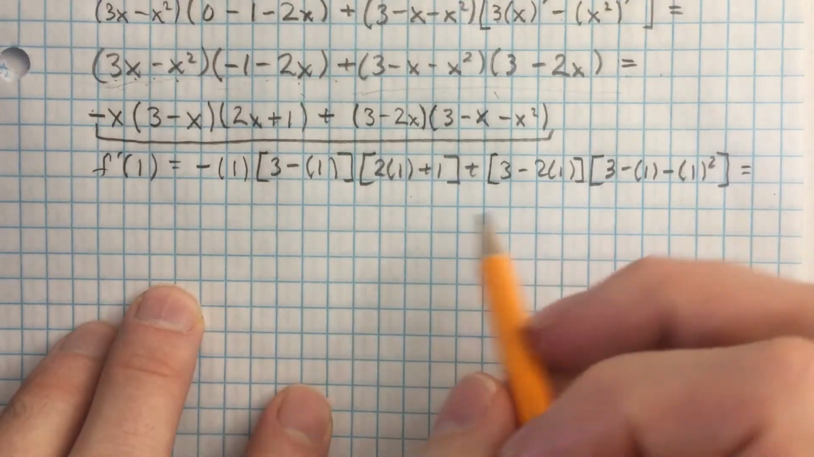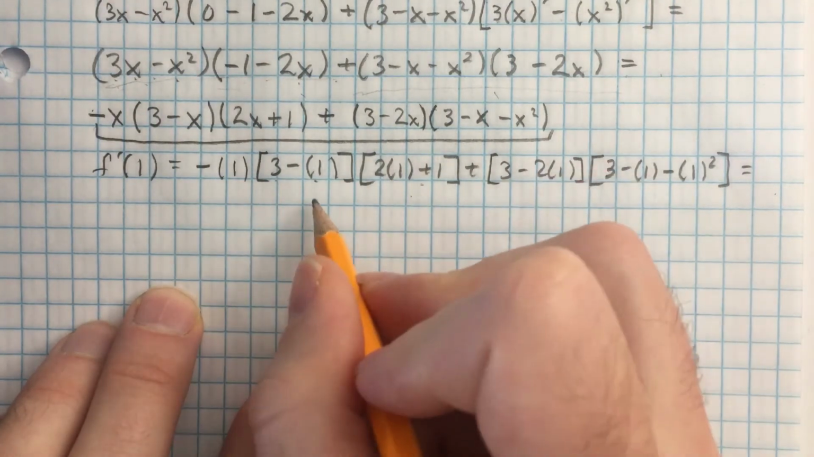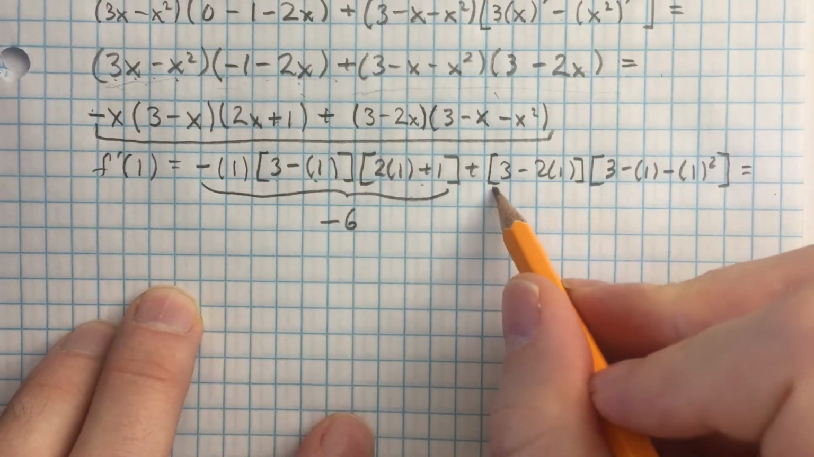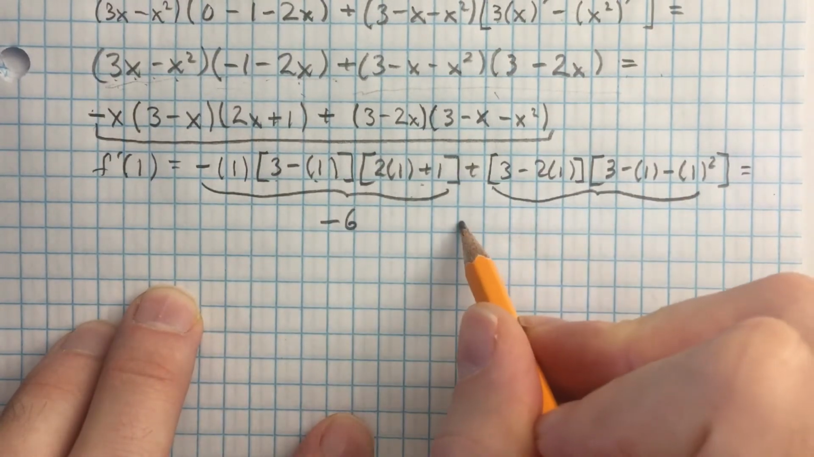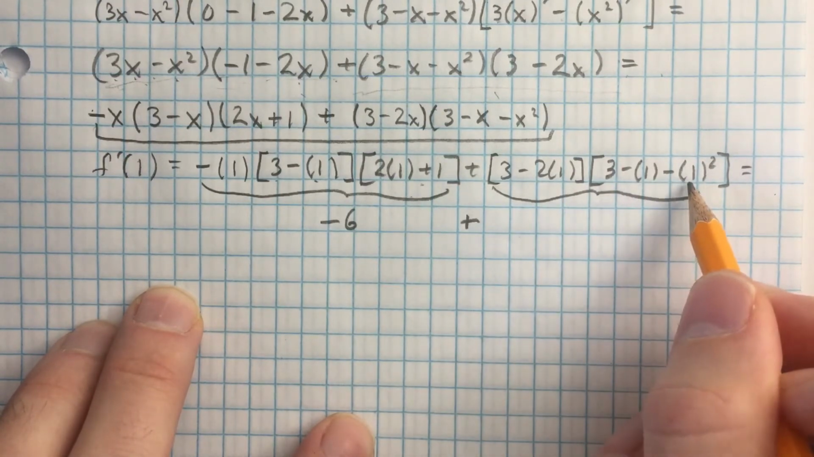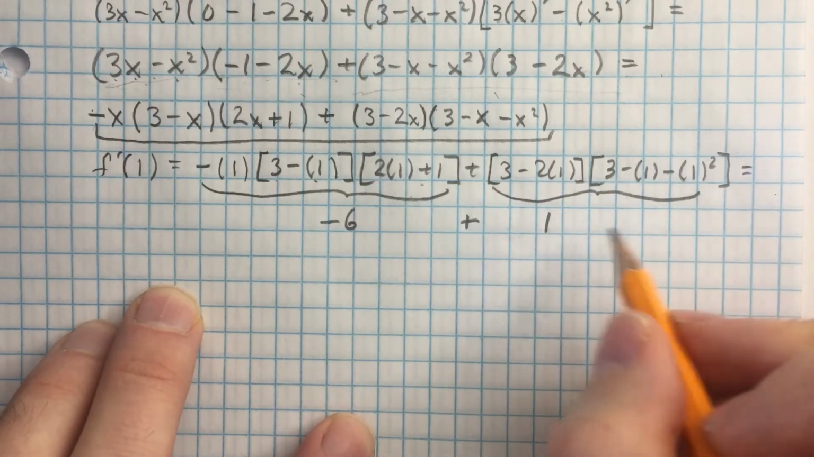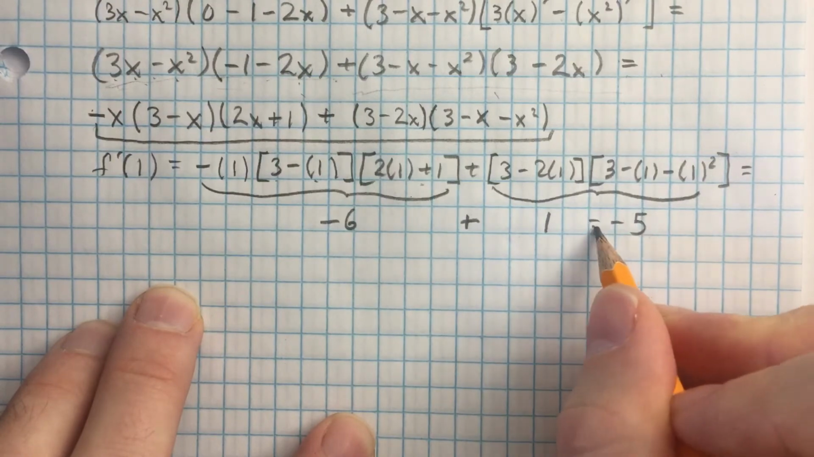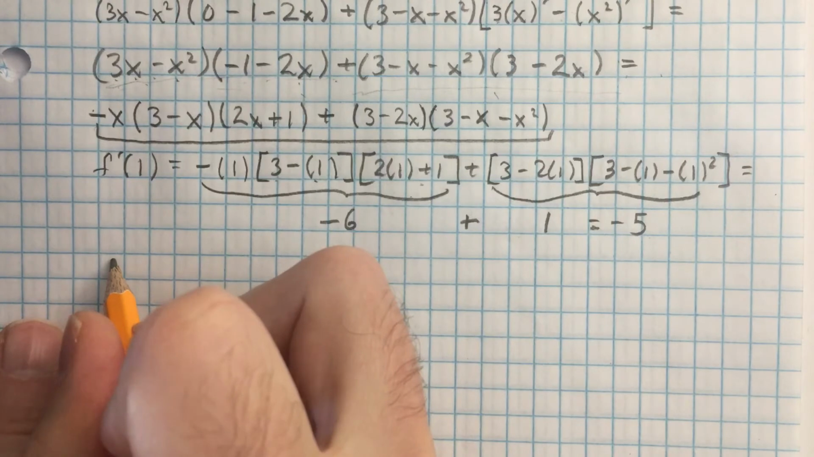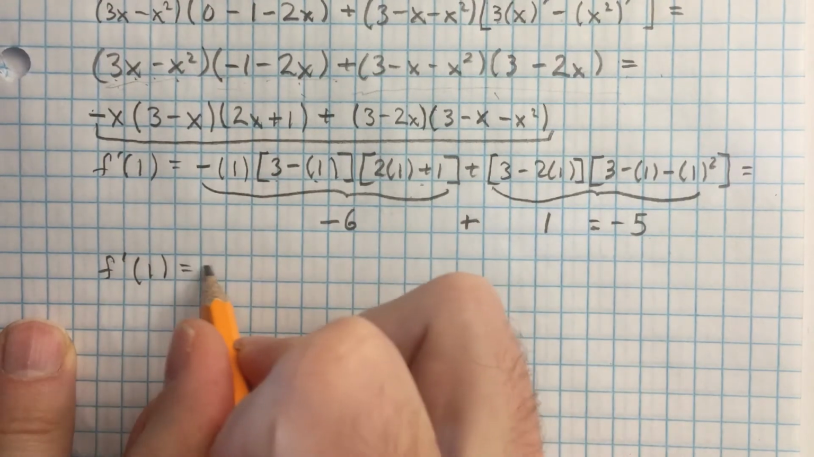So let's see. 3 minus 1 is 2. This is 3, so this is negative 6. And what do we have over here? Yeah, 3 minus 2 is 1. 3 minus 1 is 1. So 1 times 1 is 1. So we have negative 6 plus 1 equals negative 5, I guess. All right. So let's just rewrite that very quickly. We know f prime at 1 is negative 5.